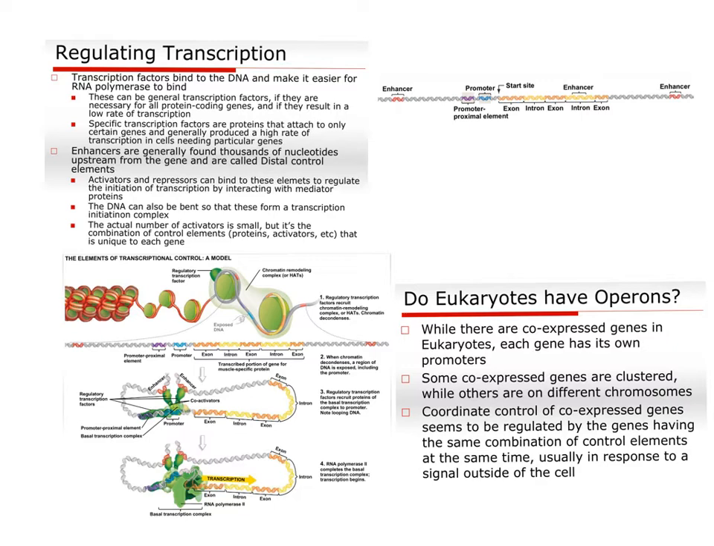All right, now in terms of regulating transcription, there's a couple different things that can happen here. Transcription factors bind to the DNA and make it easier for RNA polymerase to bind to the DNA. So if you add specific transcription factors to a gene at a promoter region, and then you have enhancers upstream and downstream from that gene, those enhancers actually tend to activate transcription, and you saw this in the video.